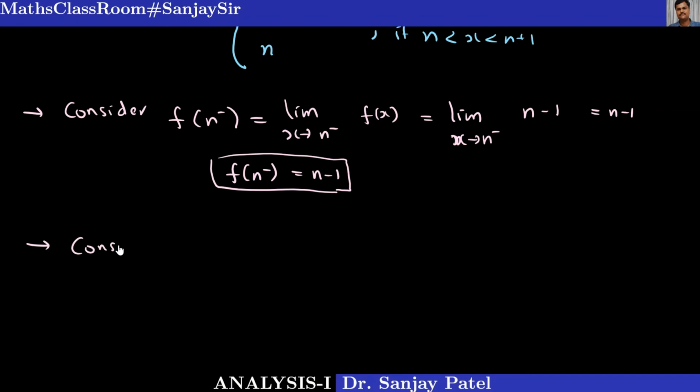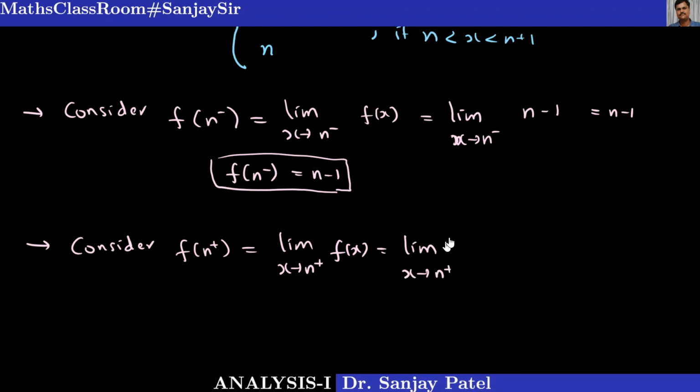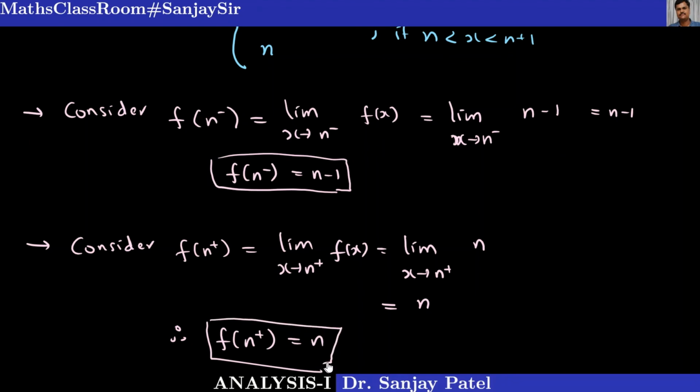Same way, consider f of n plus, that is the right hand limit of the function at the point n. So limit x tends to n plus of f(x). For the right hand side, we have this formula, that is n, the constant n, and being a constant function, the value of this limit is n itself. So what we are getting here is f of n plus is equal to n. So the right hand limit at the point n is simply n.